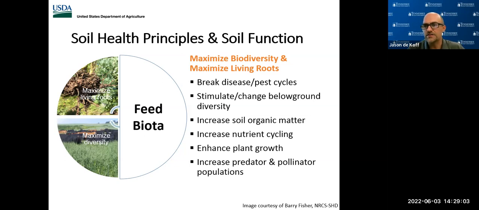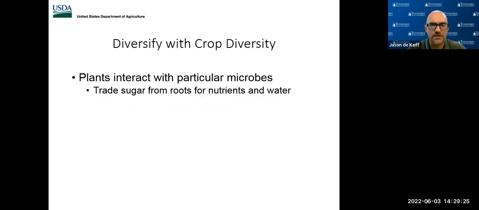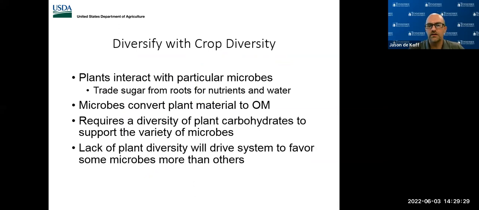Breaking up clays, reducing compaction, holding on to water, providing nutrients. There's a whole host of things. And then, of course, increasing nutrient cycling is going to be important, enhancing plant growth, and then increasing predator and pollinator populations through the use of those different types of crops that are out there, whether they're cover crops or it's a crop rotation.